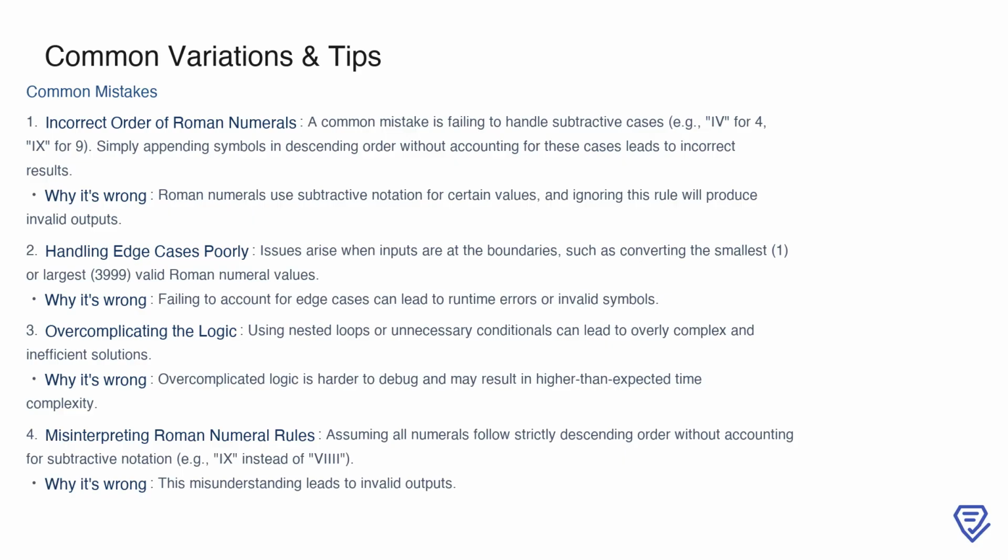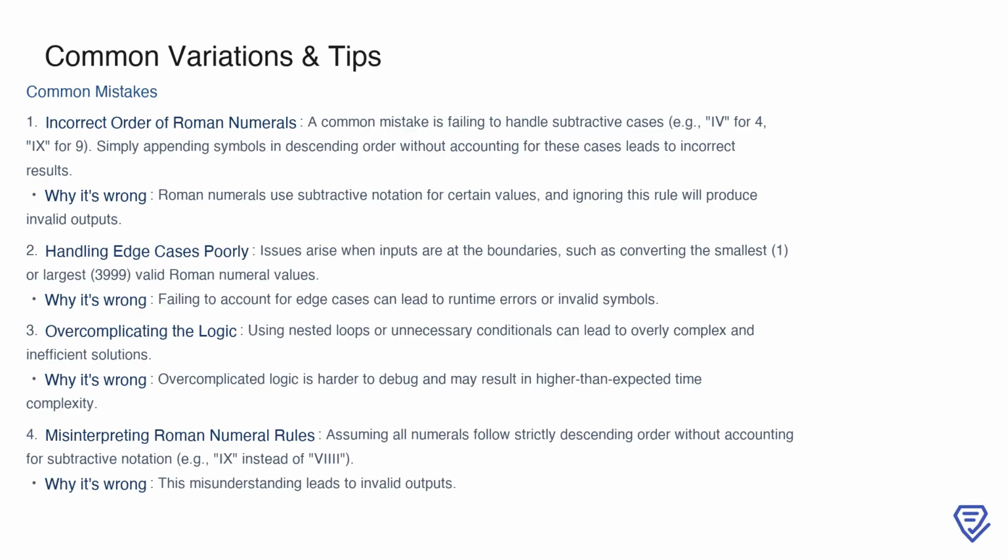If your solution appends symbols in strictly descending order without considering these cases, it will produce invalid results. This is because Roman numeral rules rely on subtractive notation for certain values, and ignoring this can break the expected structure. Another frequent issue is poor handling of edge cases. For instance, failing to correctly process the smallest valid input, like 1, or the largest valid input, like 3999, can lead to runtime errors or invalid output.